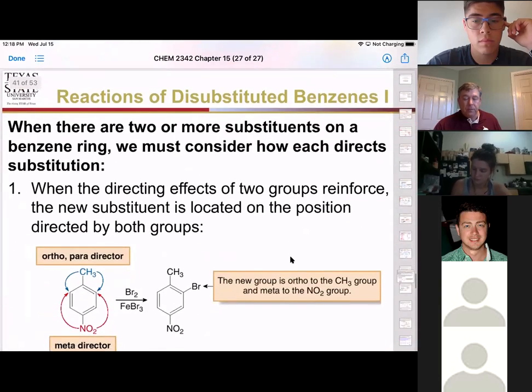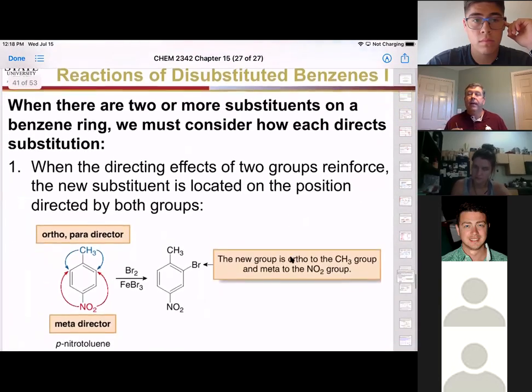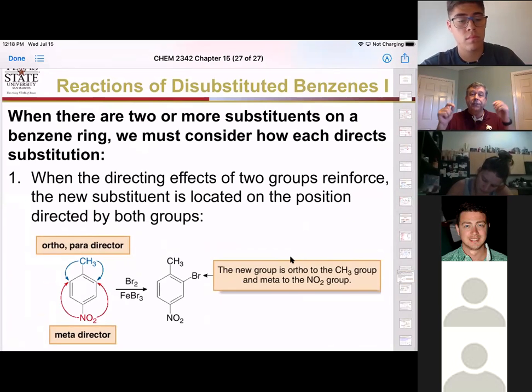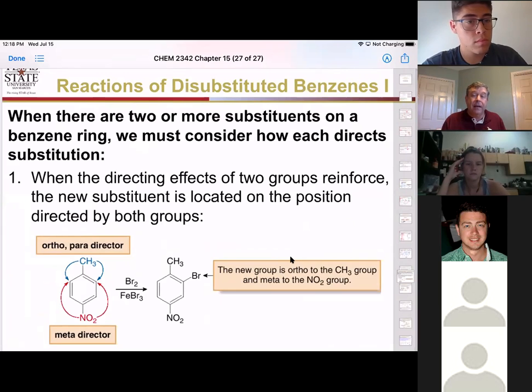Okay, so now we have to compare and contrast the effects. What if you have 2 things on your benzene ring? We have to do 2 things. We have to look at each group and assign whether it's an ortho or para director, and then decide how many of which position I have: 2 things directing to this position, or only 1 thing directing this position.